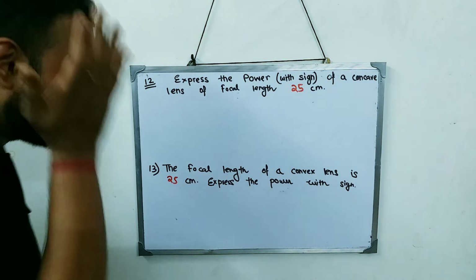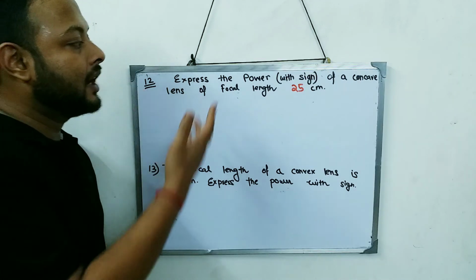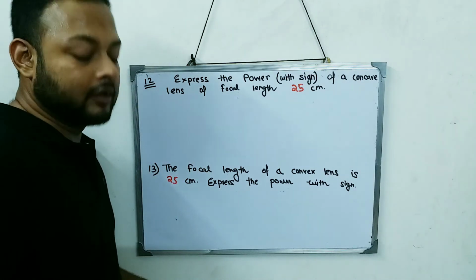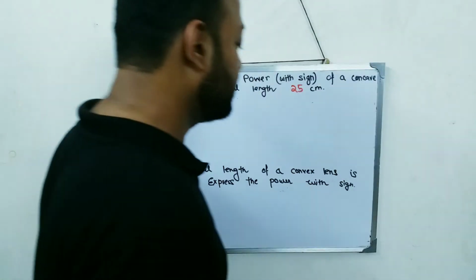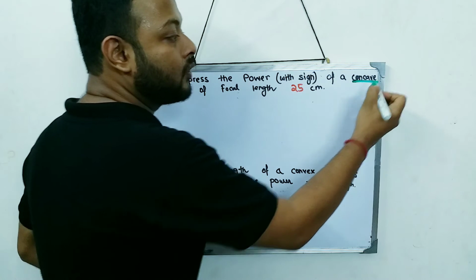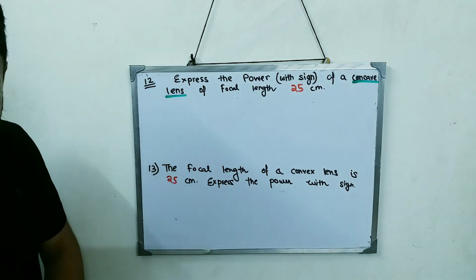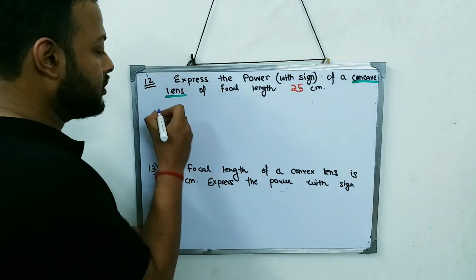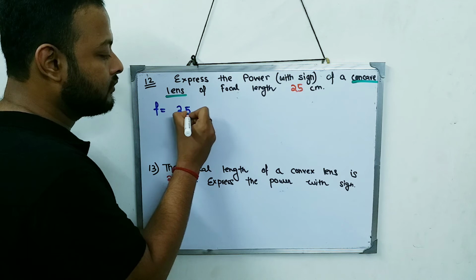Now coming to question number 12 and question number 13. Let's see how to do question number 12. The very important thing that you have to notice over here is the lens. Firstly, I have a concave lens as mentioned in the question. As you know, for the concave lens, the focal length is equal to 25 centimeter.